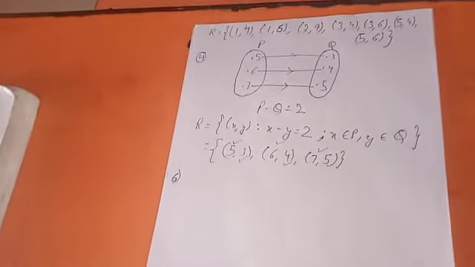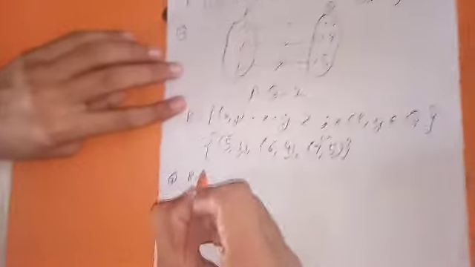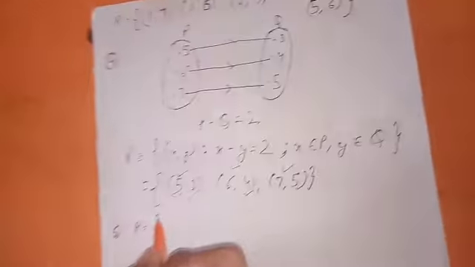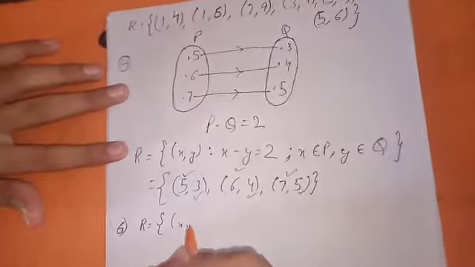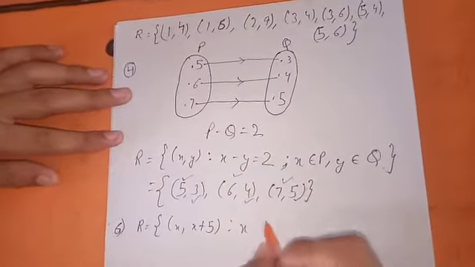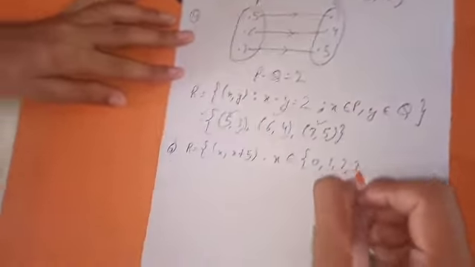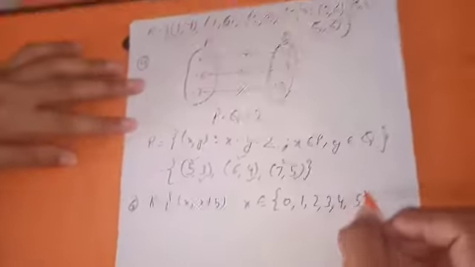Question number 6 is, determine the domain and range of the relation R. In question number 6 also, they have given us a relation x plus 5 such that x belongs to 0, 1, 2, 3, 4, 5.